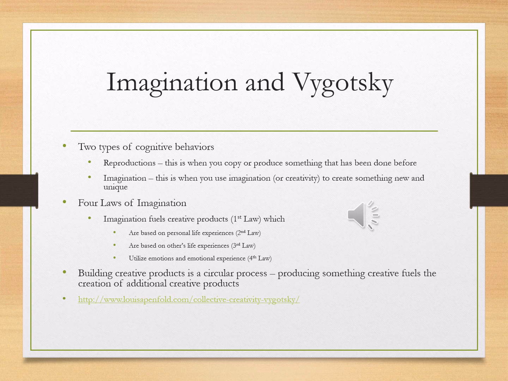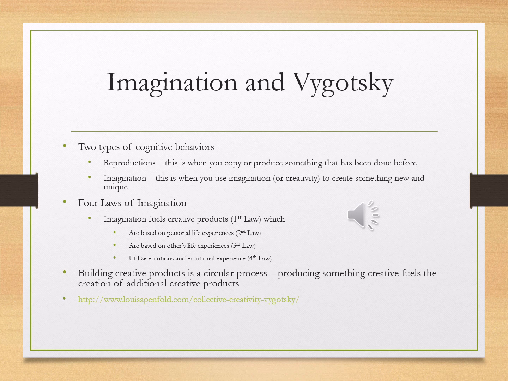So Vygotsky also noted that this imagination has to come from somewhere, that imagination doesn't just appear in a vacuum. We have to have experiences, and we have to have information coming in for us to be able to utilize imagination. So this is where the second, third, and fourth laws come into place. They're about where we get that imaginative fuel. And then once we have that imaginative fuel, then we can create things that are original and unique and creative.